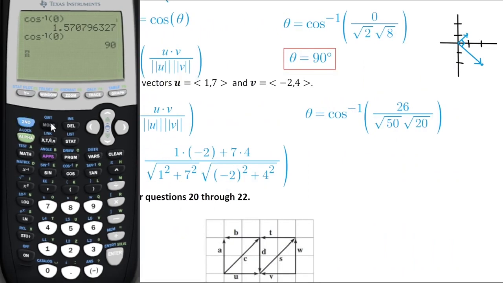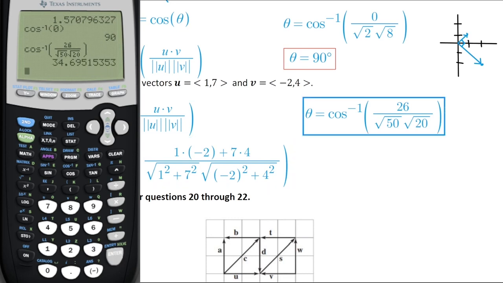Let me make sure I'm still in degrees. Yep, okay, good. Don't want to make that mistake again. Inverse cosine of this fraction, 26 divided by root 50 times root 20. Okay, so I get approximately 35 degrees. So let's sketch it out and just make sure that that seems reasonable.